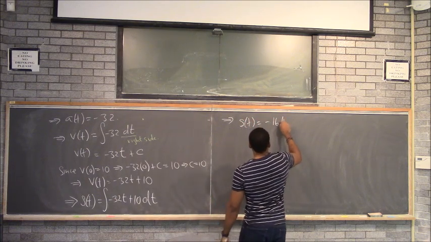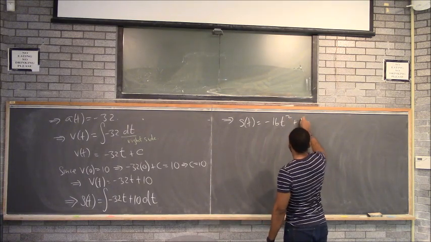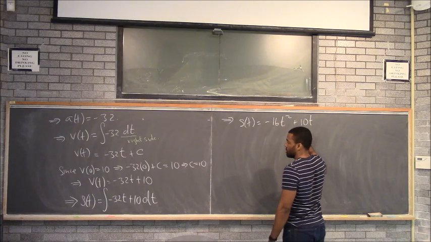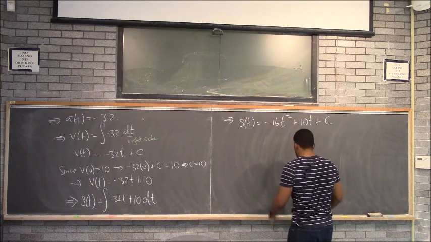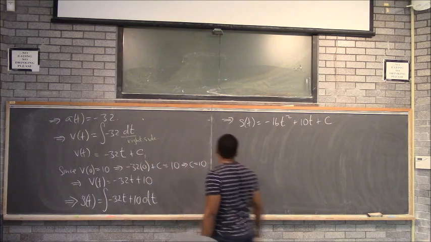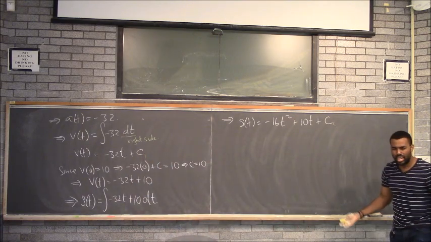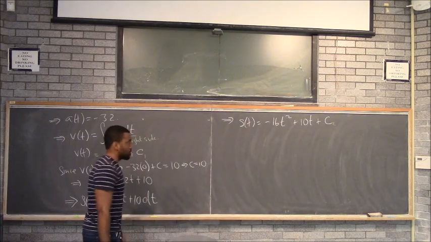Minus 16t squared plus 10t plus some constant. Now this constant is different from the previous one, but that's kind of known. You can think of this as a C1 and that's a C2, but you don't really have to express that. You know it's a different constant informally.